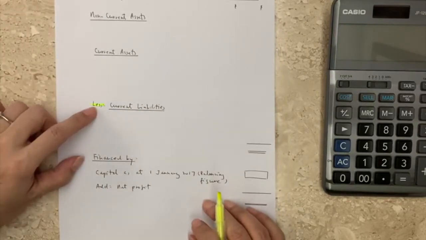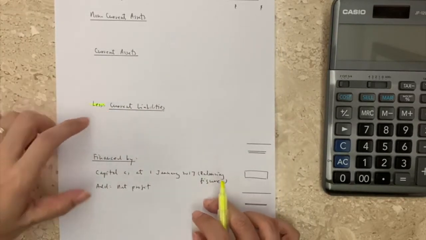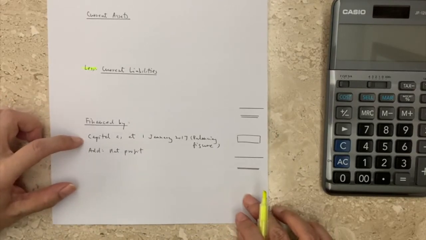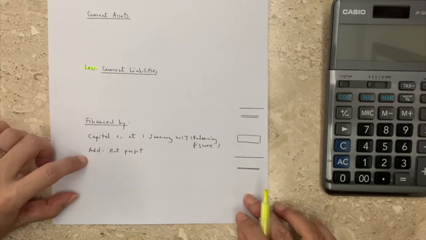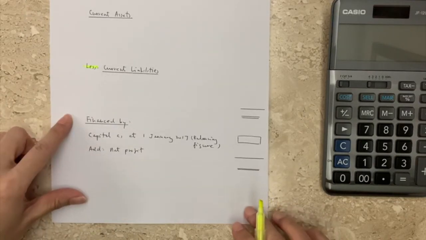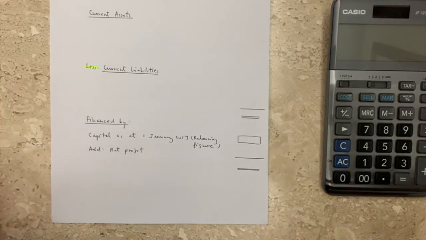Okay, so therefore it is less current liabilities. And then what's left? So that will be capital, opening capital. Okay, and in this question there is no non-current liability, and that's all about the things in 2018.